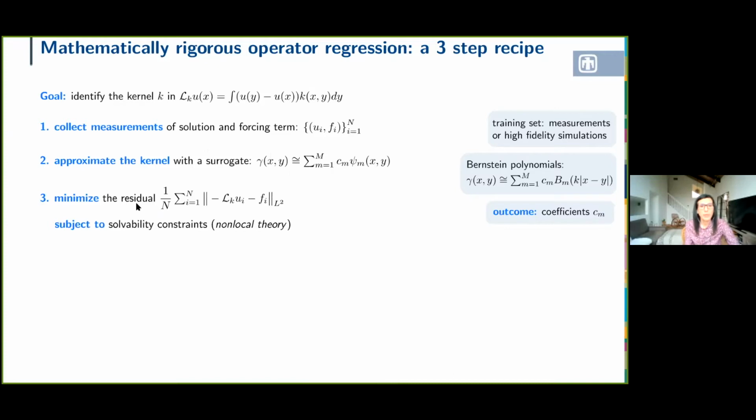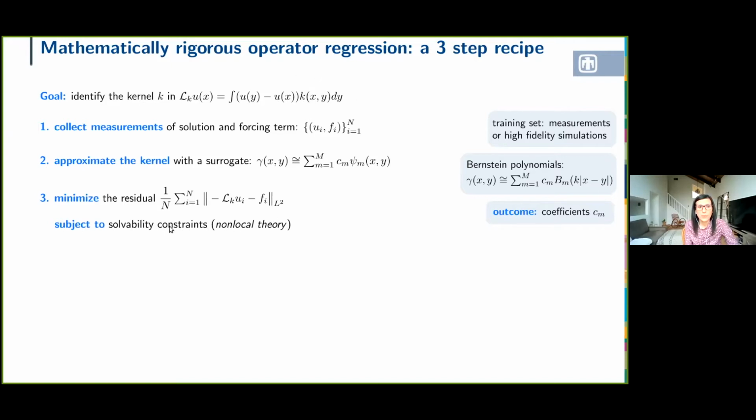And then we're going to minimize the residual. So we're going to minimize basically the non-local equation for every pair of solution and forcing term. The constraints are solvability constraints, and this is where the non-local theory becomes important. In this case, we're going to prescribe well-posedness constraints on the kernel.